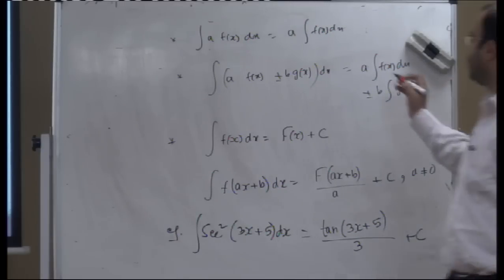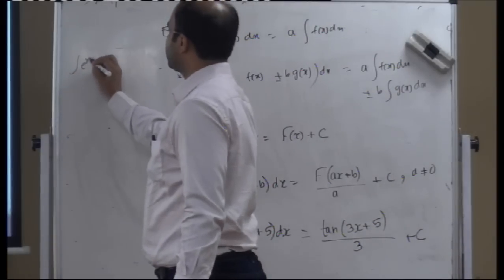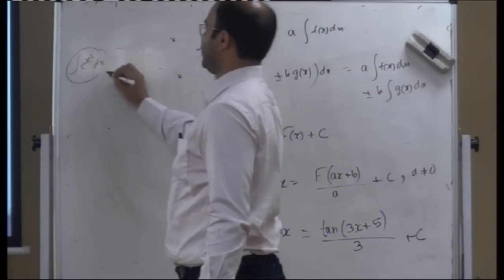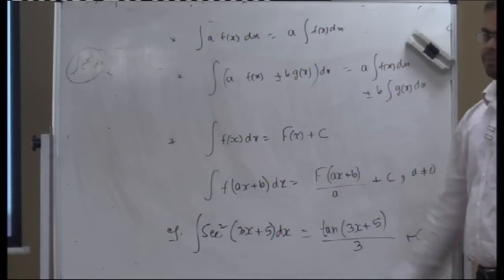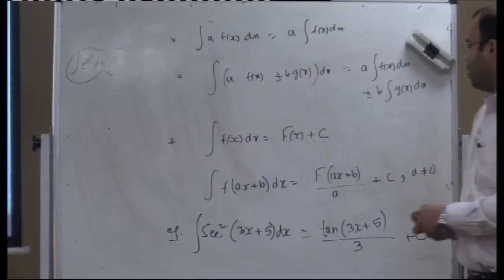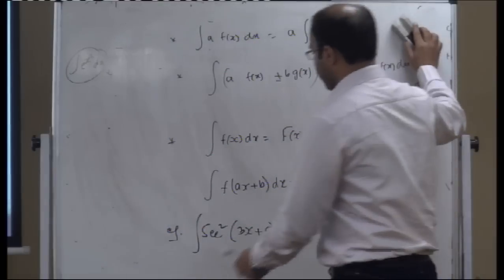Some examples are like e to the power x square dx, which cannot be integrated, not possible. There are many other examples. This is a quite famous example and used in higher studies. Next we have another example.